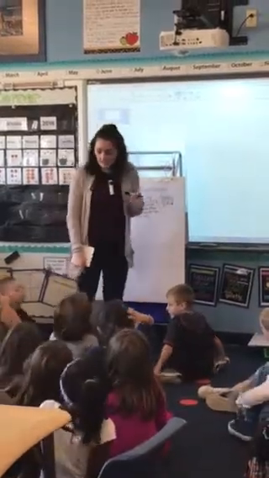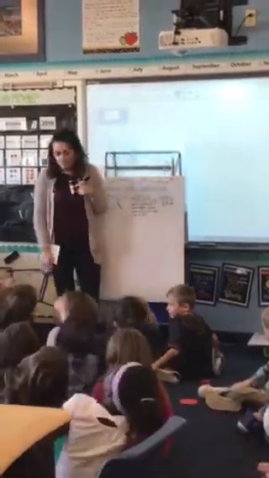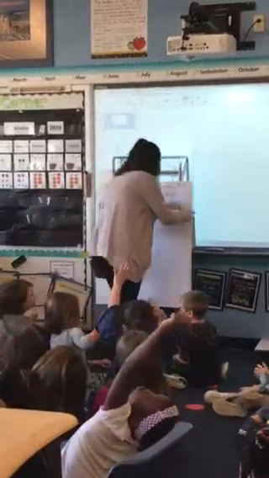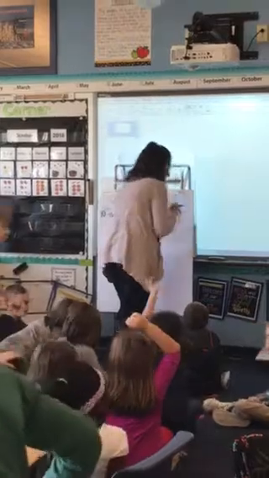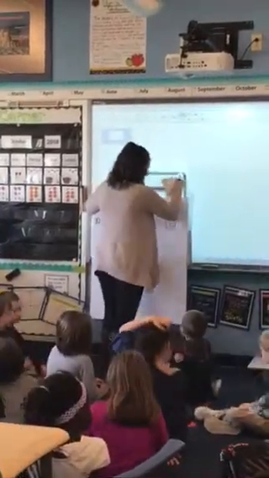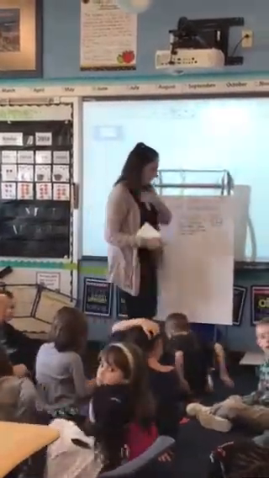0 plus 8 equals 8. Thumbs up if you agree. 0 plus 8 equals 8. Good job, friends. Give yourselves a pat on the back.